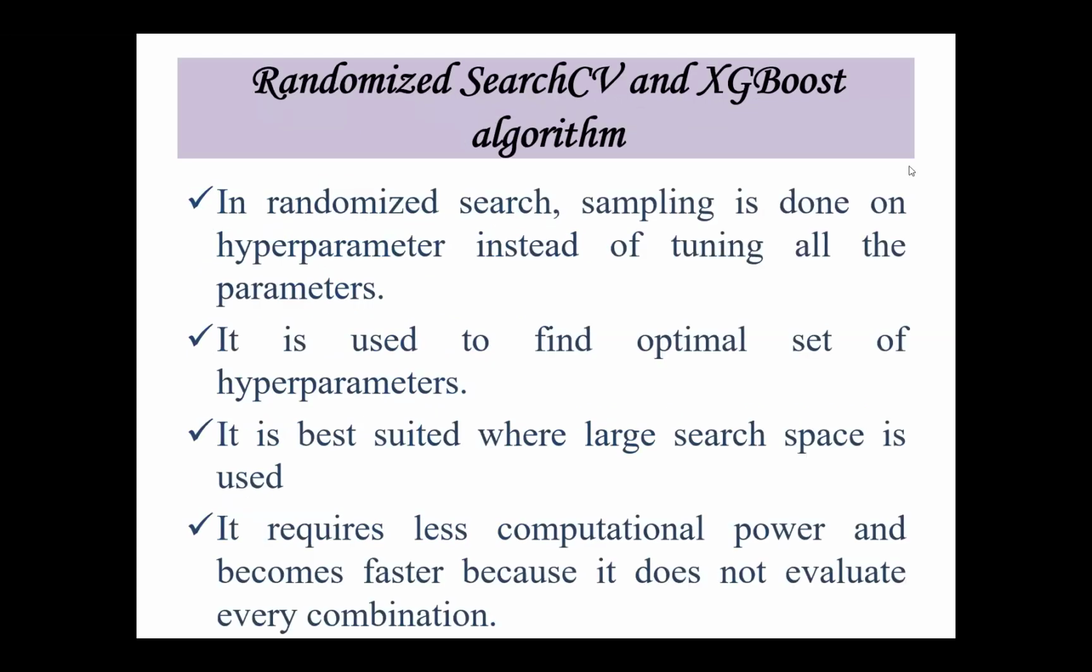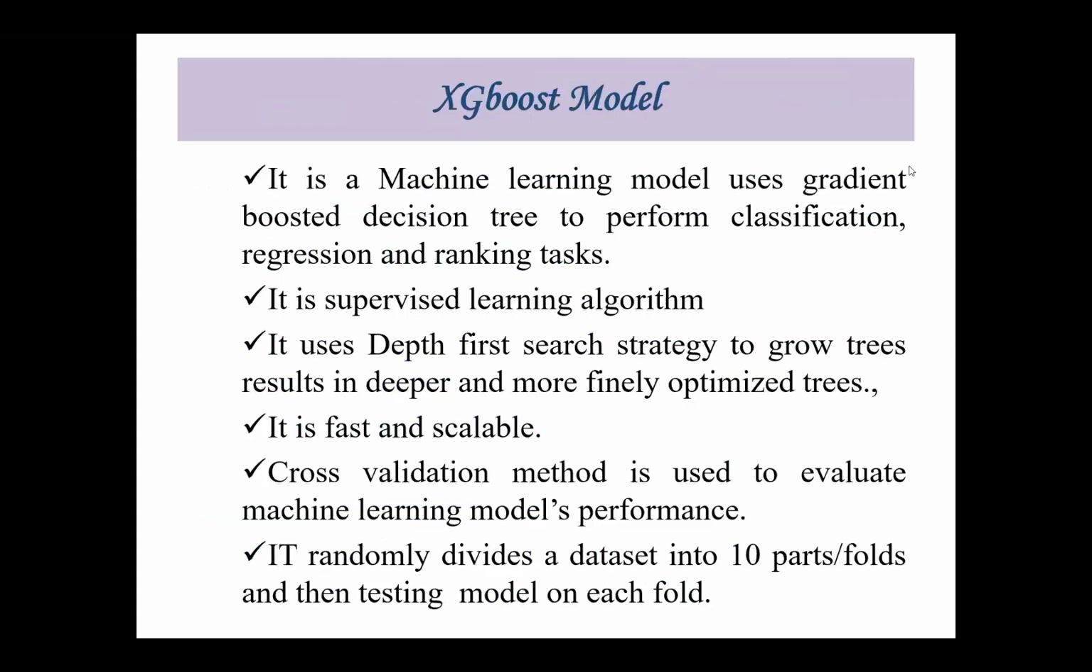Randomized searching is done on hyperparameters instead of tuning all the parameters. It helps us find the optimal set of hyperparameters. It is best suited when a large search space is used. It requires less computational power and becomes faster because it does not evaluate all the combinations. Gradient boosting is a machine learning model that uses decision trees to perform classification, regression, and ranking tasks. It is a supervised learning algorithm. It uses a depth-first strategy to grow the trees, resulting in deeper and more finely optimized trees, because each tree ensembles the previous one and the errors already made are rectified in the next one. It is fast and scalable.